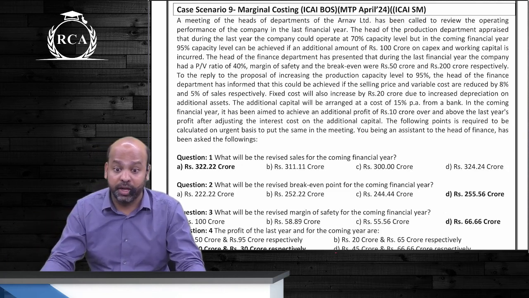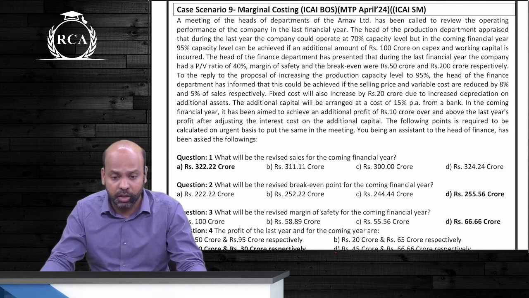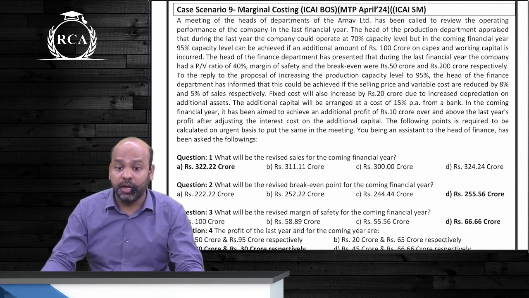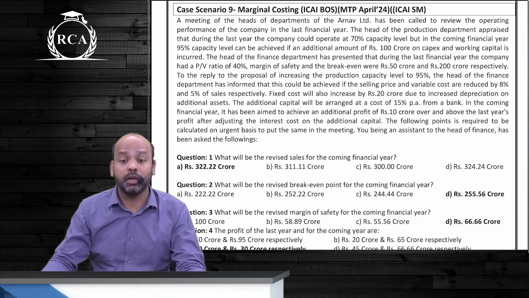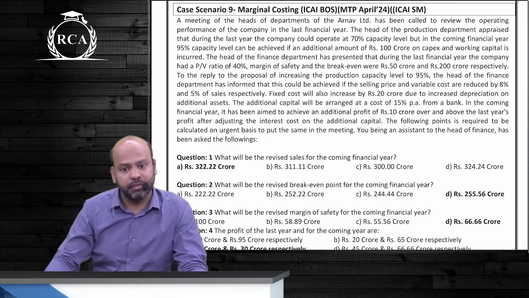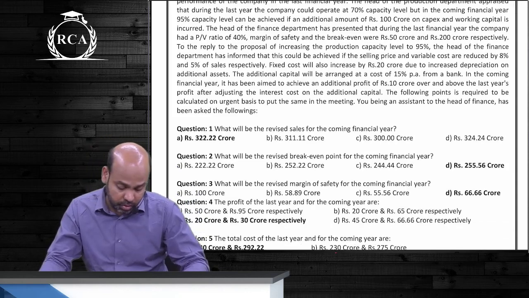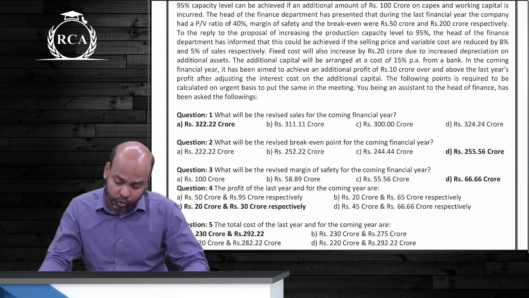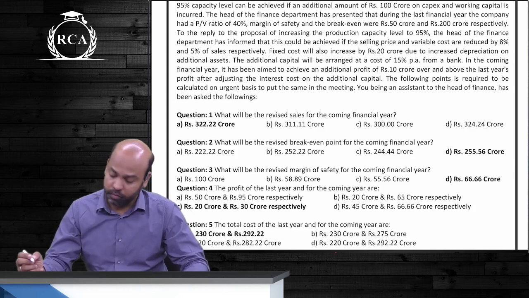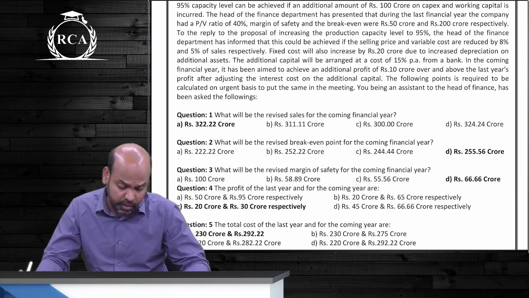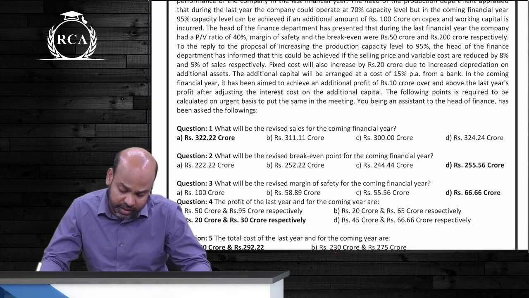You know your fixed cost, you know your PV ratio. Can you compute revised break-even sales for the current year? How will you do it? 115 crores divided by PV ratio, 45%. Won't that give us revised break-even sales for the current year? The answer to the second question has come. What is the first bit? Revised sales. One second, is anything else given?